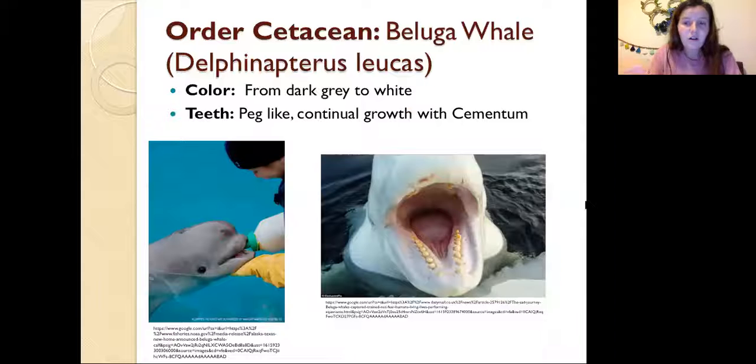Their color is a beautiful white that blends in with their Arctic surroundings. But when they're born, they're actually a gray color that is similar to a dolphin. Later on they will develop into that white color that we typically see with them. They have peg-like teeth that continually grow with the cementum. The cementum is really important because it's a calcified structure that covers the tooth and helps it to anchor to the mandible or the maxilla.